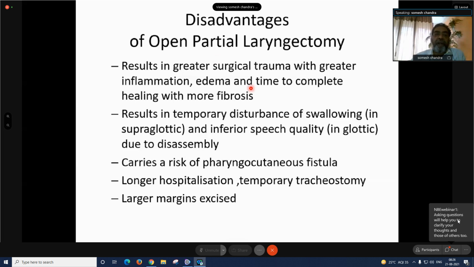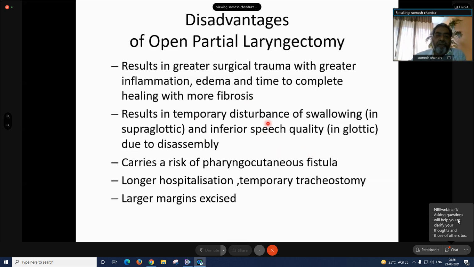The disadvantages are that they result in greater surgical trauma with greater inflammation, edema, and time to complete healing with fibrosis. We have to create a passage across normal tissue just to gain access to the disease. So that causes excess scarring and delayed healing. It results in temporary disturbances of swallowing in supraglottic, and inferior speech quality in glottic due to disassembly.